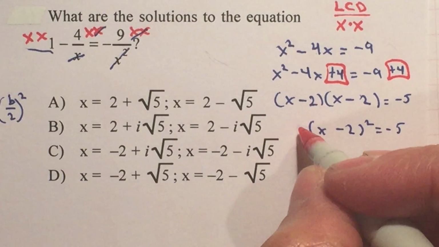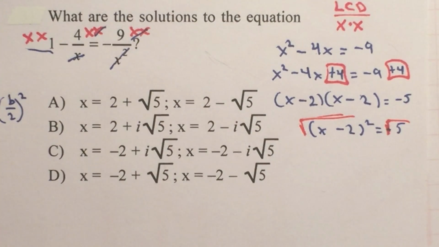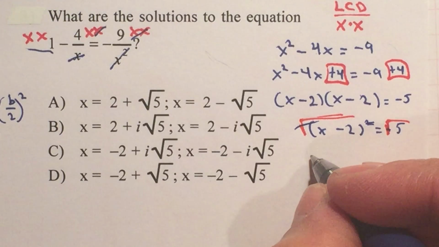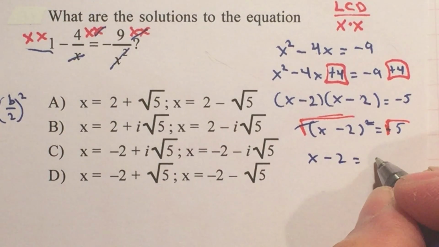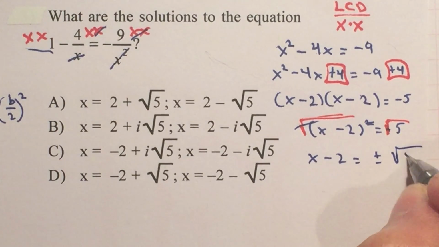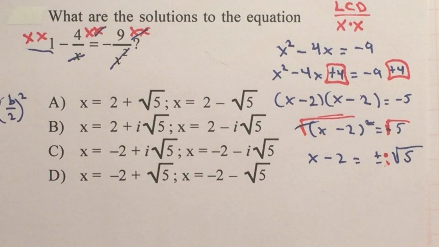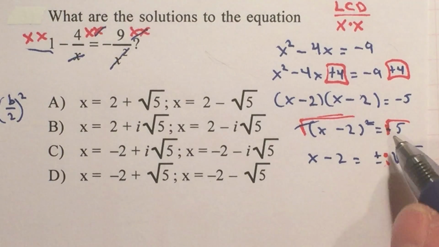To get rid of the square, I'm going to take the square root on both sides. The square root and the square cancel, so I have x minus 2 is equal to plus or minus the square root of 5, which cannot be simplified, so it just stays as the square root of 5. And since I have a negative in there, I need an i. So therefore my answer should have an i.